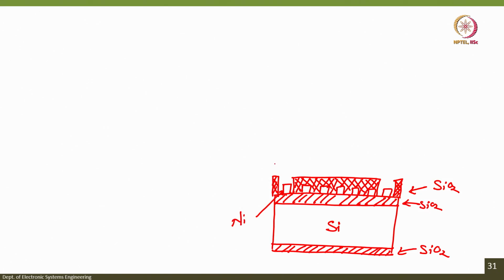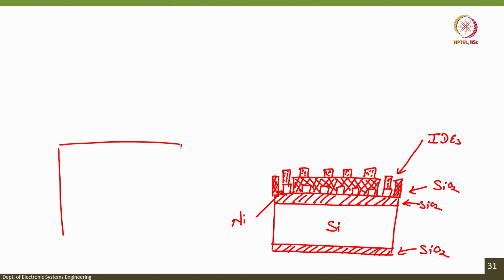Then on top of that we want to have interdigital electrodes. Okay. This is the contact of the interdigital electrodes. These are cross section schematics, so let us not worry too much. Okay. This can be the contact for the IDEs, interdigital electrodes. Okay. So, if I have a top view, it will look something like this.